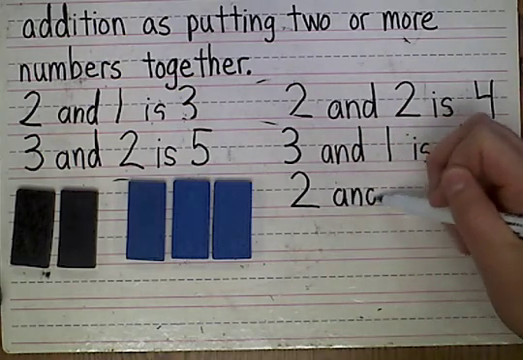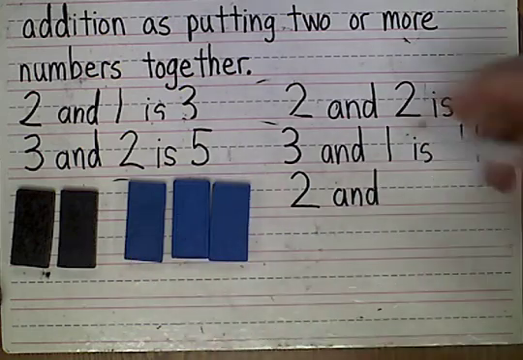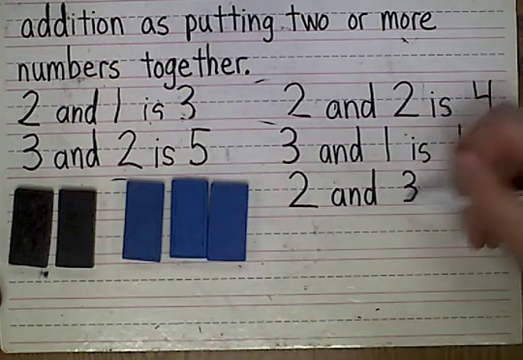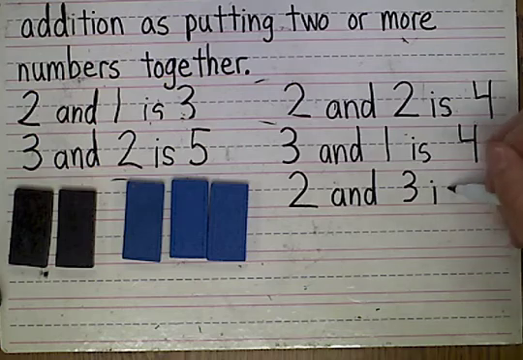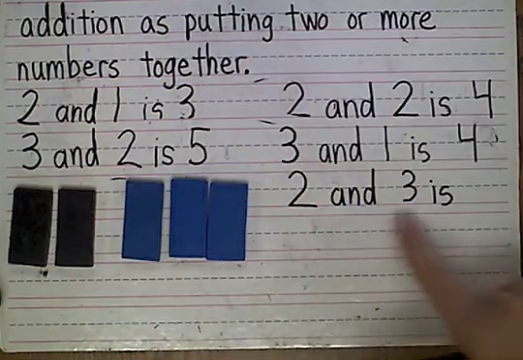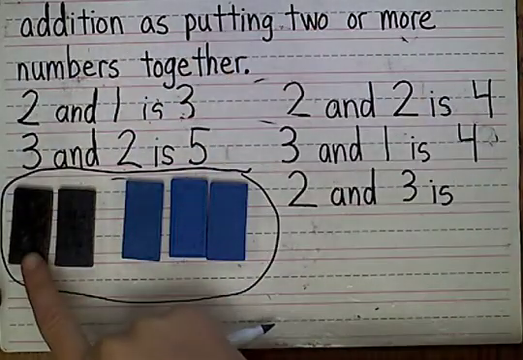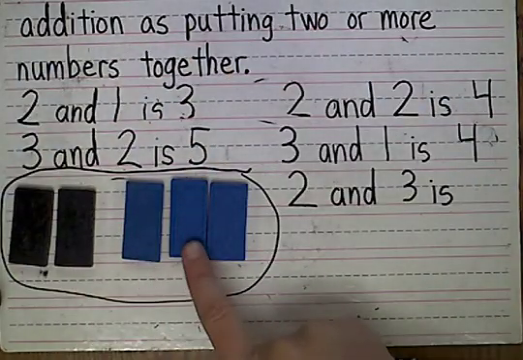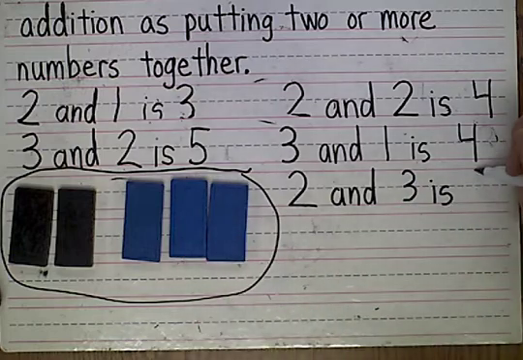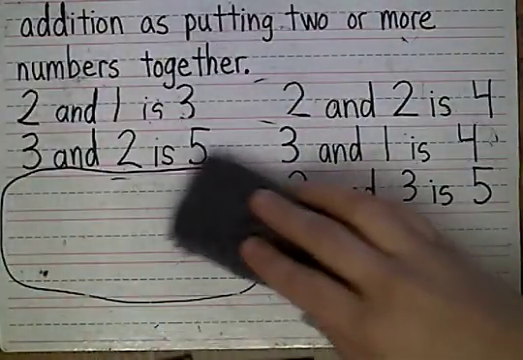And how many blue do I have? 1, 2, 3. Is 2 and 3. 2 and 3 is how many all together? Let's count. 1, 2, 3, 4, 5. Short neck, belly fat, Mr. 5 wears a hat. One more example. Erase.